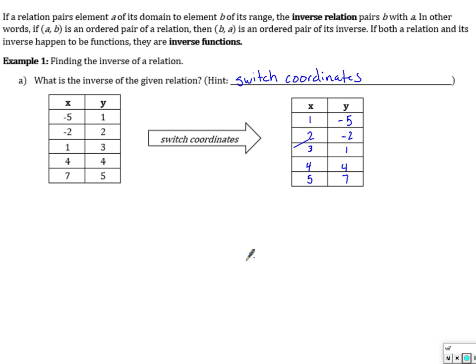Some different ways that you might see this written as far as notation: this would be f of x, and then the inverse, we would call it f -1 of x. This does not mean to multiply something by -1, or to raise it to the negative first power. This is just the notation for the inverse. So if this is the original, that is the inverse.